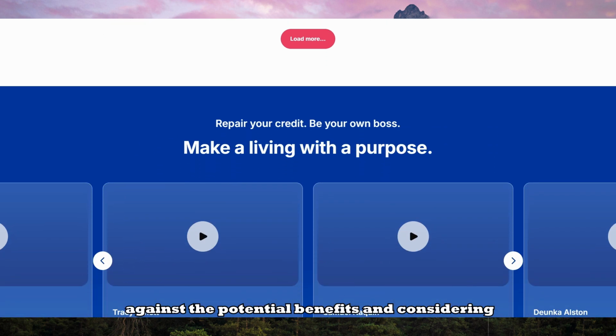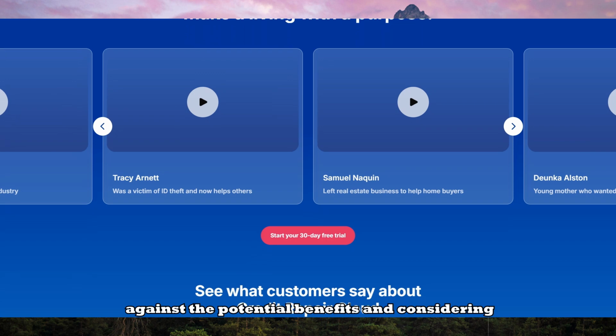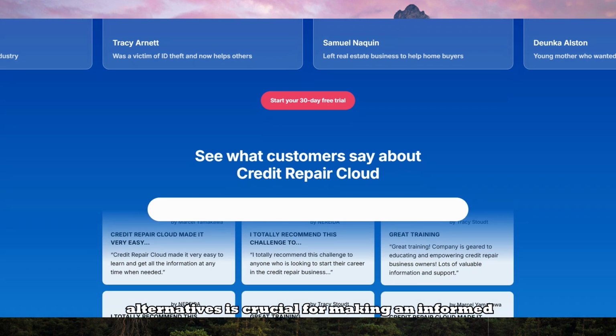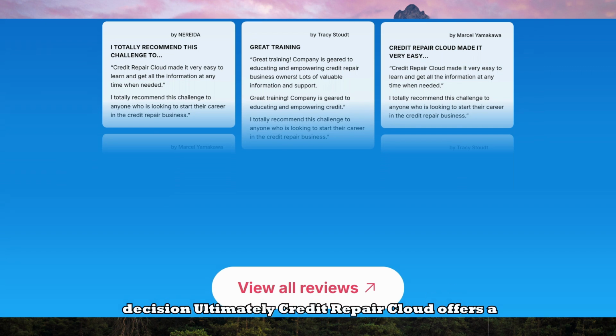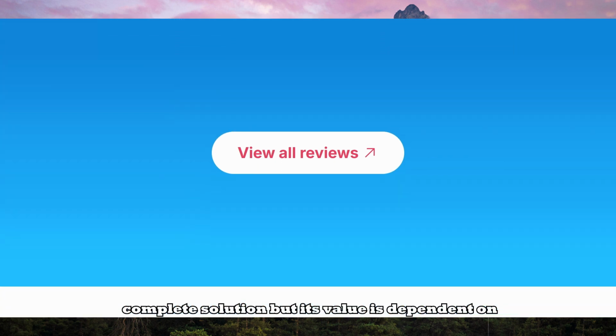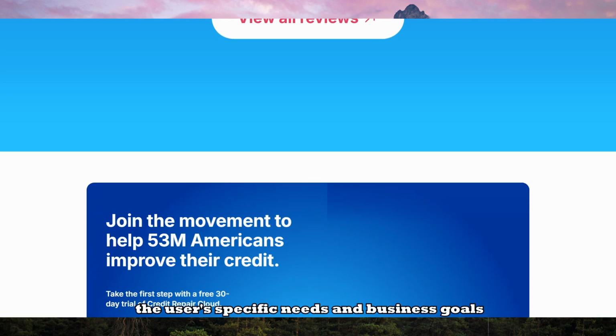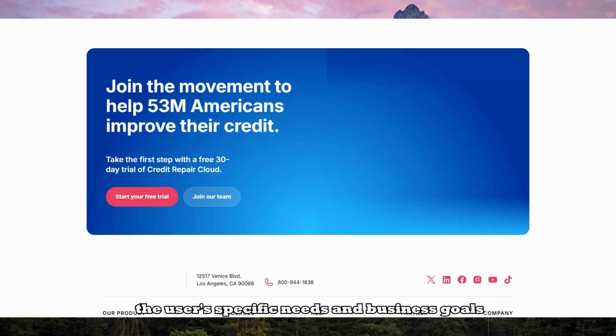Weighing the cost against the potential benefits and considering alternatives is crucial for making an informed decision. Ultimately, Credit Repair Cloud offers a complete solution, but its value is dependent on the user's specific needs and business goals.